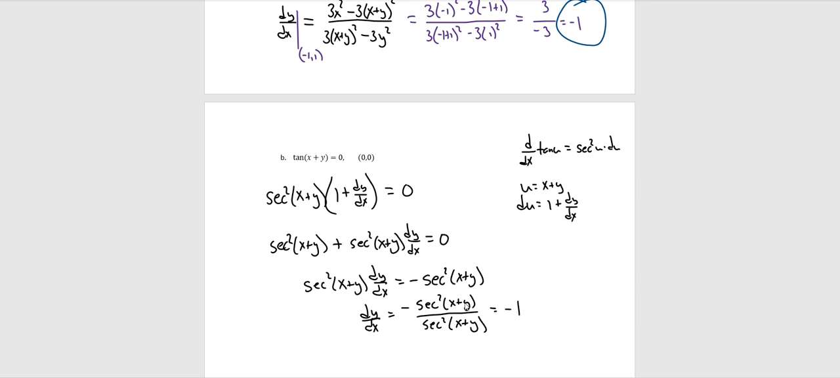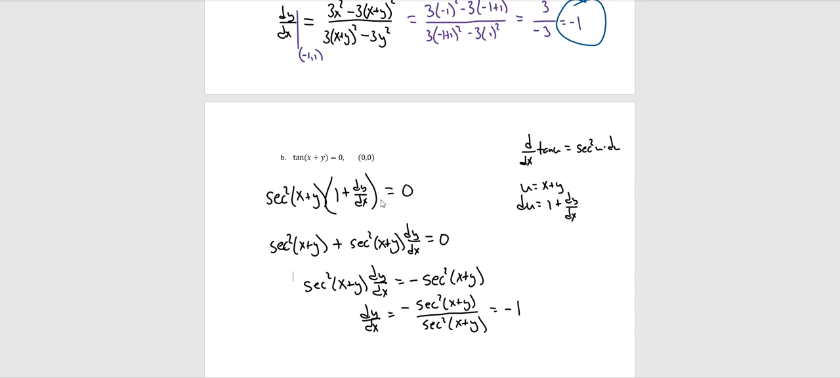It doesn't matter what the point is. 0 plus 0, the secant of 0 is, secant is the reciprocal of cosine, so that's 1. So I'll have -1 over 1. But it doesn't matter. If I have the same thing in the numerator as in the denominator, it's always going to be 1. That point doesn't matter.